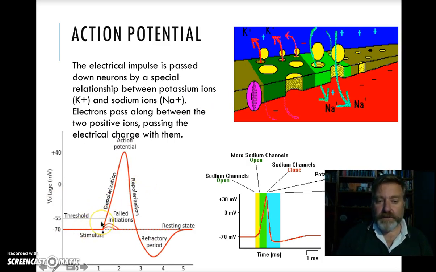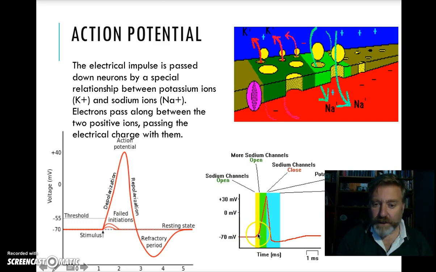So there's a threshold. You need minus 55 millivolts minimum for the stimulus to work. If that doesn't happen here, this doesn't continue. So you can have failed initiations. If it's strong enough to go past the threshold, it'll jump quite high and then depolarize, come back below the resting state and come back up to it. And that wave can be drawn up and down this axon as it passes through.